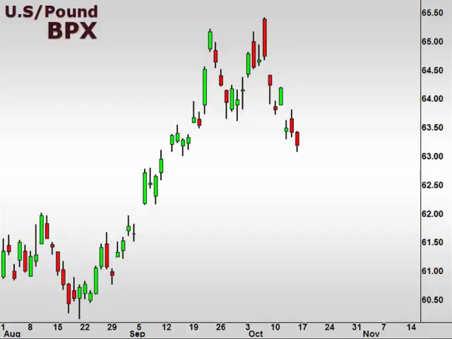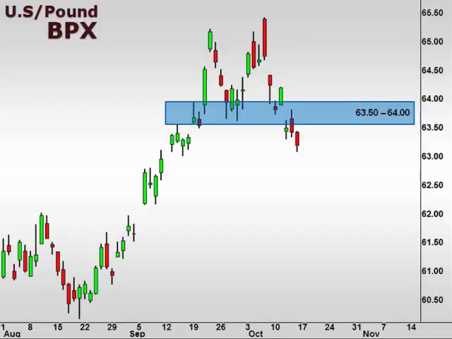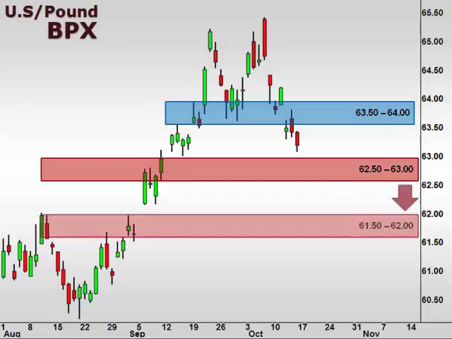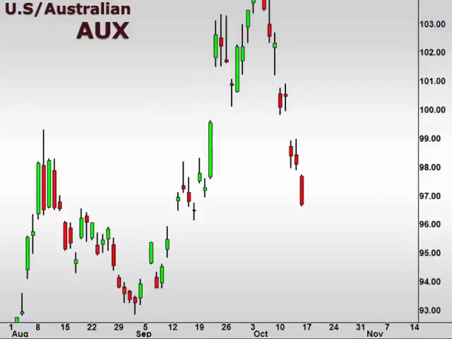Let's take a look at the BPX, the US versus the British pound. Well, the BPX broke below the 63.5-64 support zone, which now assumes the role of resistance. Our next support sits down at 62.5-63. We expect some consolidation here. However, if this level fails to hold, we are likely to see a continuation lower towards 61.5.